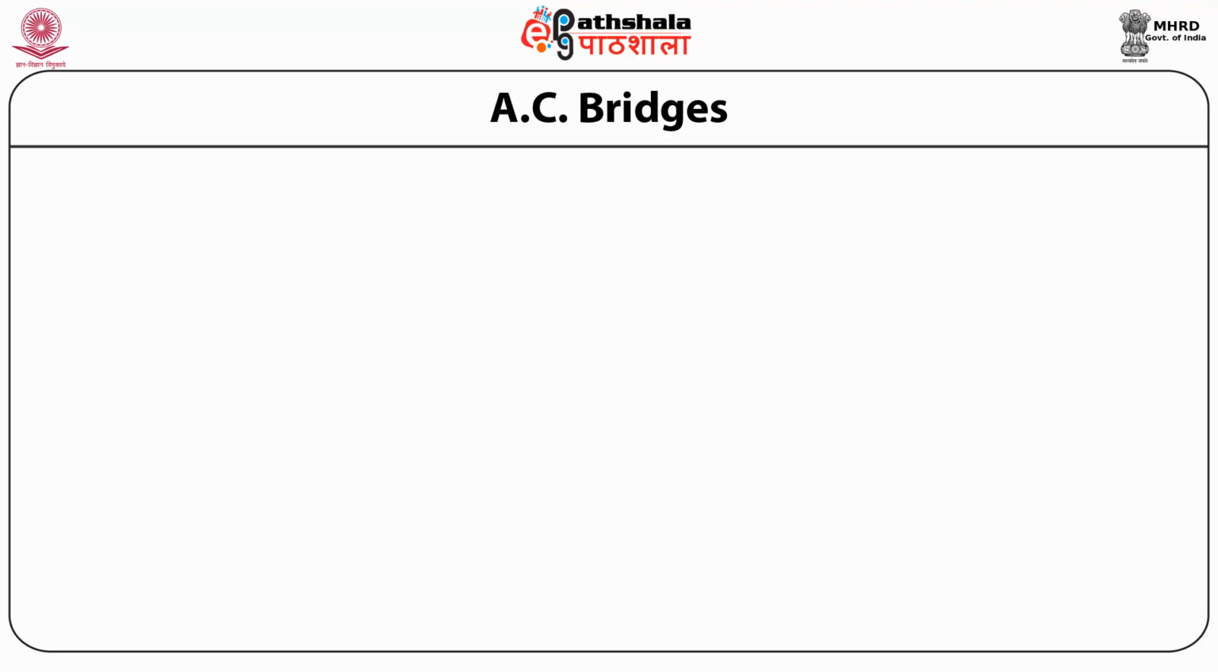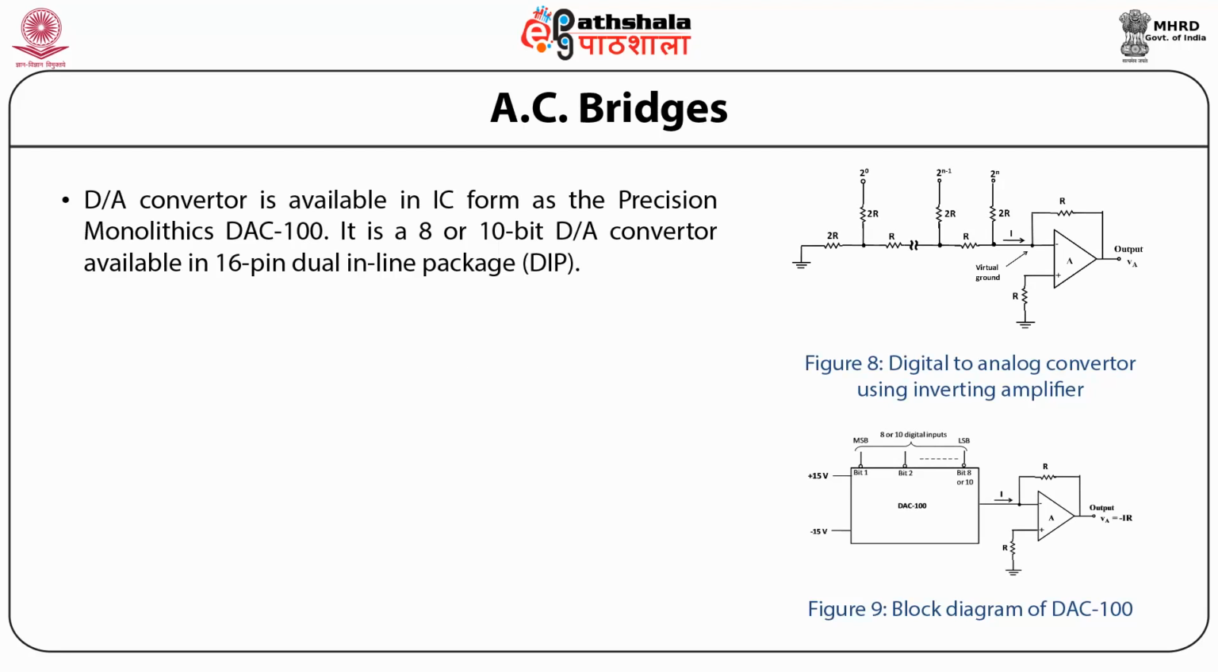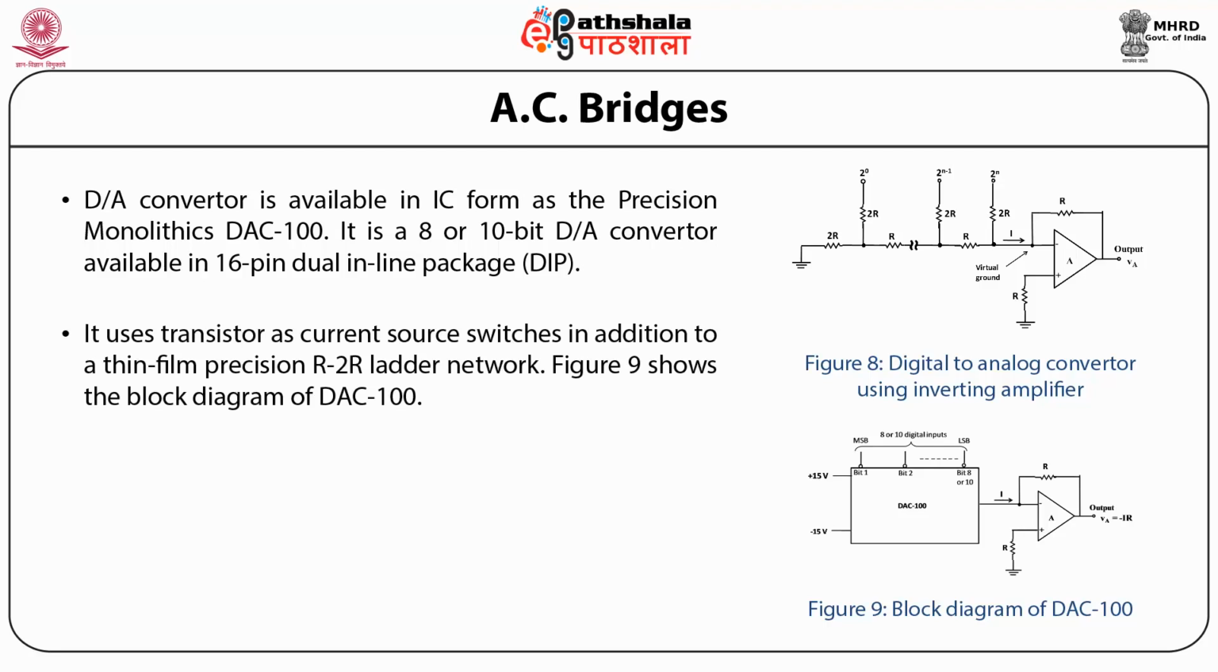We will now take up the D2A converter IC. The D2A converter is available in IC form as the Precision Monolithics DAC 100. It is an 8 or 10-bit D2A converter which is available in a 16-pin dual inline package. It uses transistors as current source switches, in addition to a thin film precision R2R ladder network.